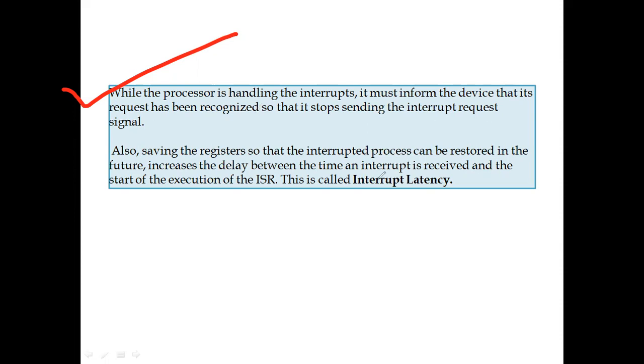Also saving the register so that the interrupt process can be restored in the future increases the delay between the time an interrupt is received and the start of the execution of the ISR. And this thing is known as interrupt latency. Let me say it once again, and I'm also stating today's question first, listen carefully. Saving the register so that the interrupt process can be restored in the future increases the delay between the time an interrupt is received and the start of the execution of ISR.